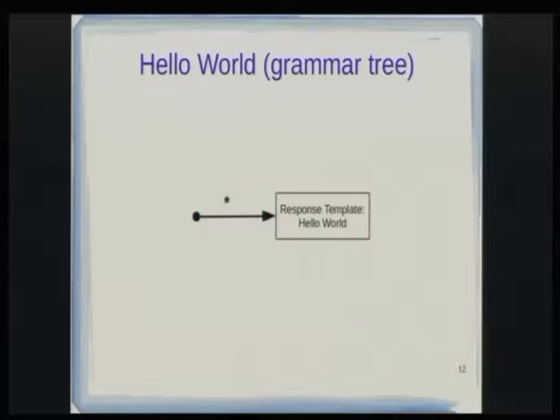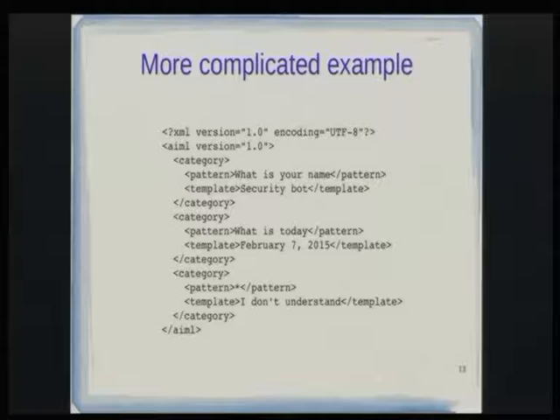And this is kind of what the grammar tree looks like. I'm showing this just because this is a simple one, and I'm going to show you a little more complex one in just a minute. So here's a more complicated example. Once again, each piece is in a category. There's a pattern to match the input, and a template formulates the output.